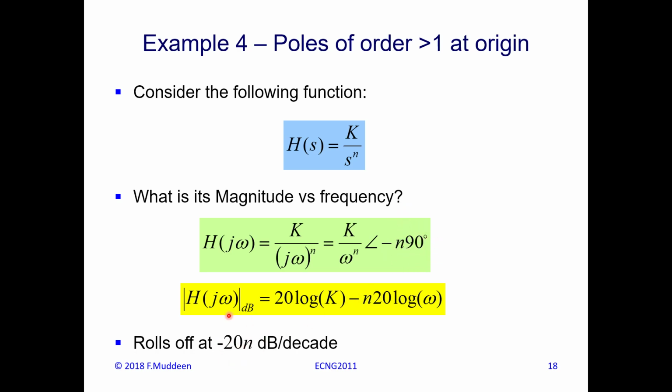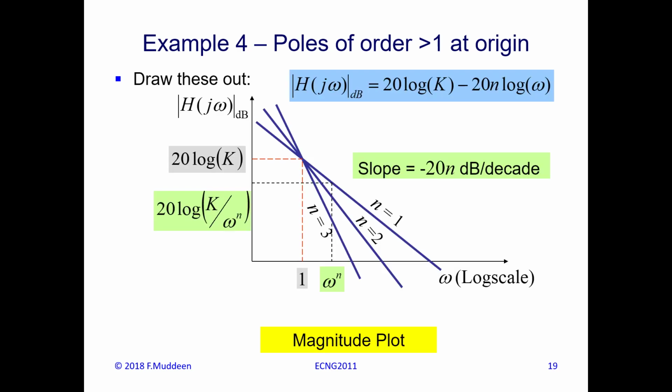Our gradient here is given as minus 20 n decibels per decade, and our phase here is given as minus n 90 degrees. Whatever the value of n is, indicating the highest power of S, that will determine our resultant graphs. So graphically what this looks like is that we can see if n equal to 1, we're going to have a minus 20 decibel per decade slope, but as n increases, for n equal 2, this is going to be minus 40, and then for n equal 3, this is going to be minus 60 decibels per decade.